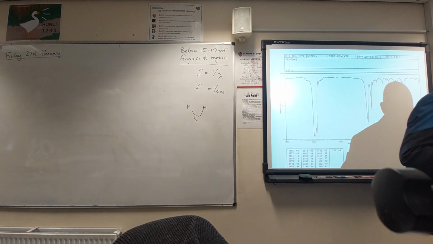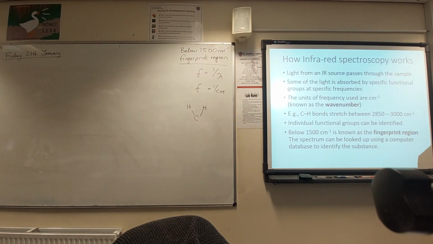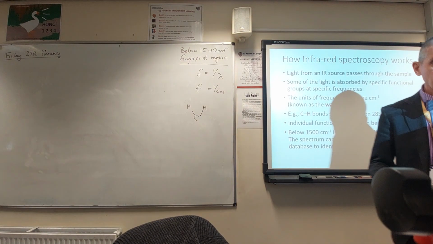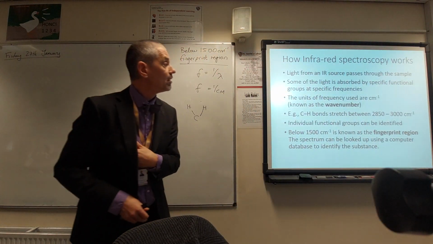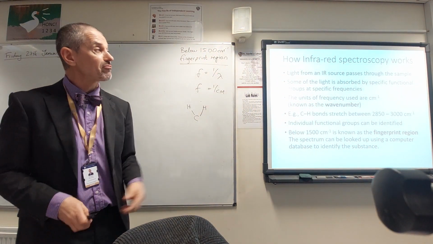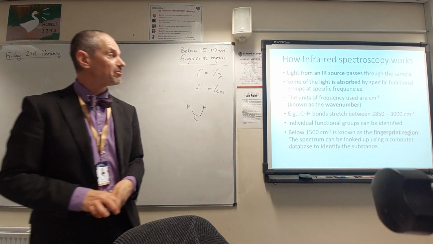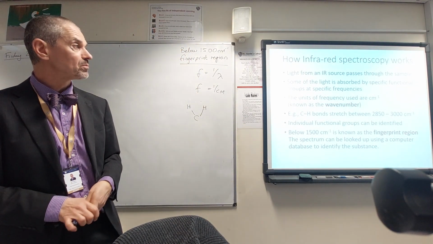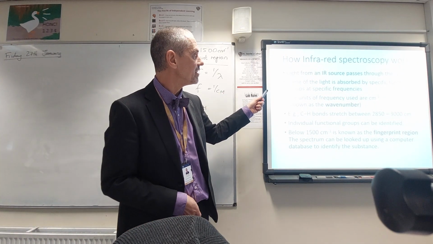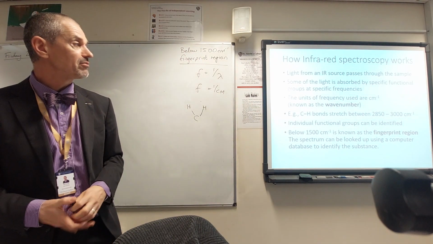Again, you should have done this or some of this last year. So just a summary of the notes there. Light from an infrared source passes through the sample. Some of the light is absorbed by specific functional groups or specific bonds. Units of frequency are centimeters to the -1, known as wave number.